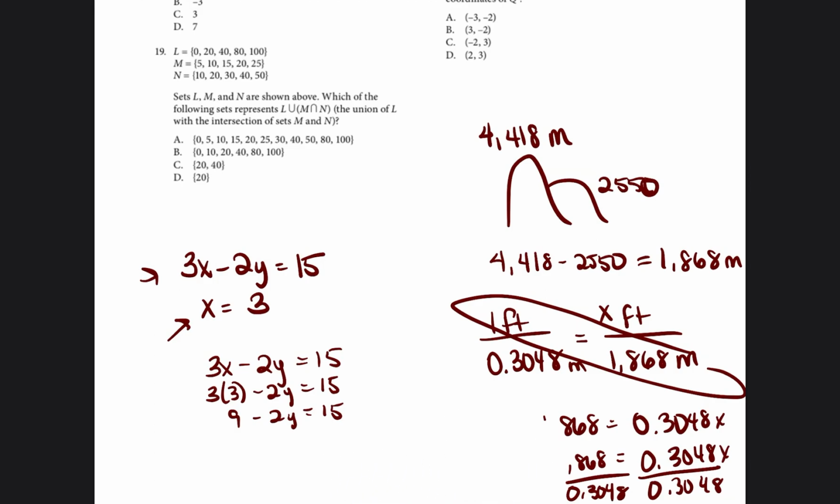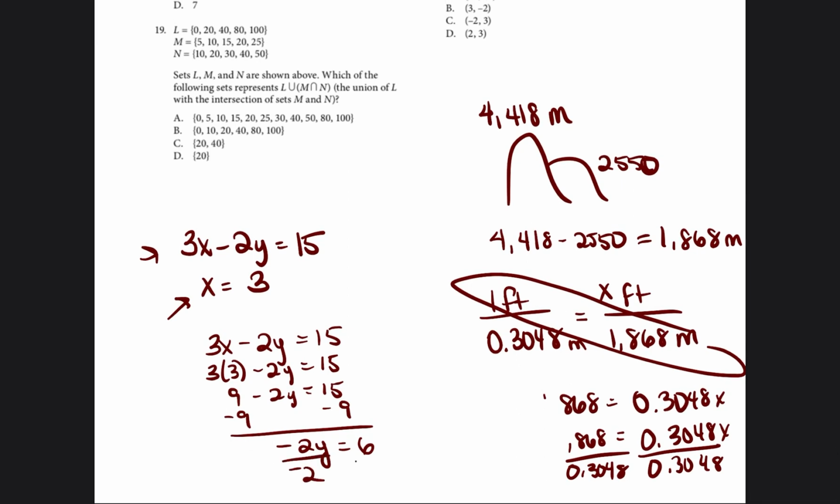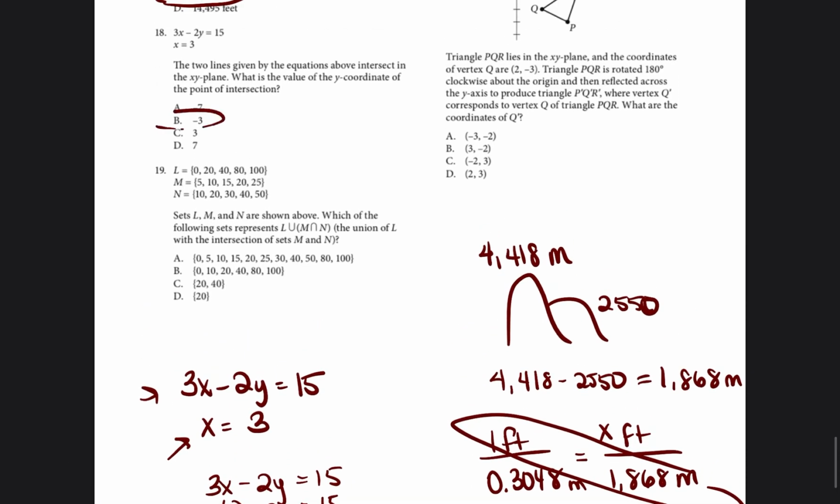I'm going to erase this because it's a little bit distracting. And then I'm going to subtract 9 from both sides. Negative 2y is equal to 6. And then divide both sides by negative 2. And so y is equal to negative 3. So negative 3 is our answer. So we just put this equation into that, and we're able to figure out what y is equal to, because that's what they were asking for, the y coordinate.